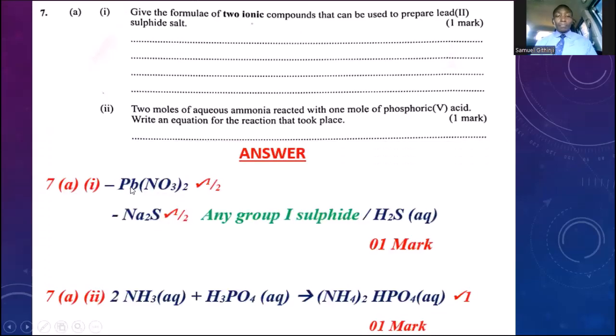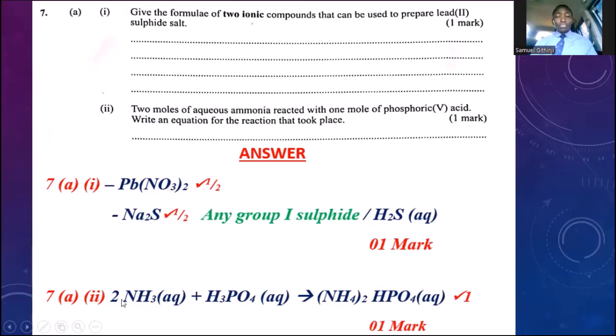There it is. Lead 2 nitrate, half a mark. Sodium sulfide, a half a mark. Remember, any soluble salt of lead can work, but in high school I don't think we can have any other. It is lead 2 nitrate. Remember, any metal in group 1, sulfide will still work for the second half there. Or rather, you can say hydrogen sulfide in aqueous state. And that is how you got that. Remember, this is formula, my student, not words.